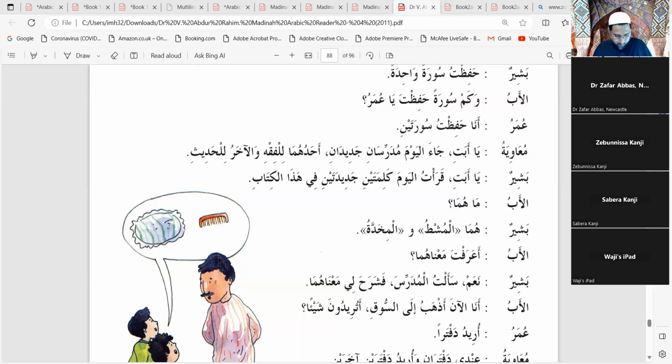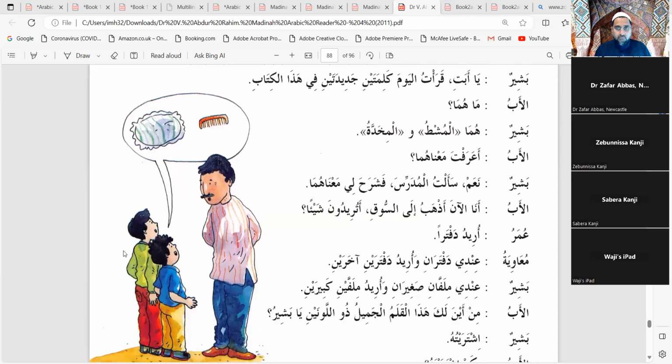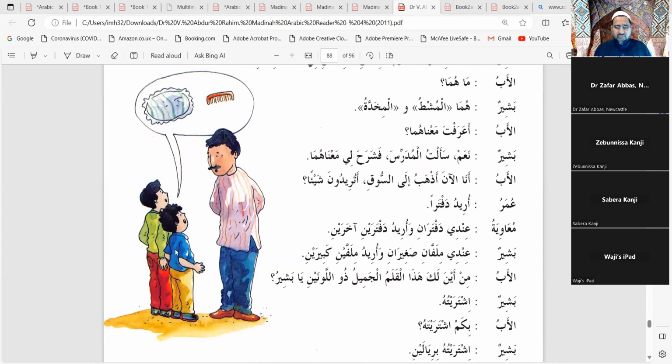Ya Bashir, Ya Abati, qara'atu alyawma kalimataini jadidataini fi hadal kitabi. Oh father, today I read 2 new words in this book. Mahuma, what are those 2? Huma al-mushtu, comb, wal mukhaddatun, the pillow. The comb and the pillow. A'arafta ma'anahuma? Do you know the meaning of those 2? Naam, sa'altul mudarrisa, I asked the teacher, fasharaha li ma'nahuma, and he explained to me the meanings of it.